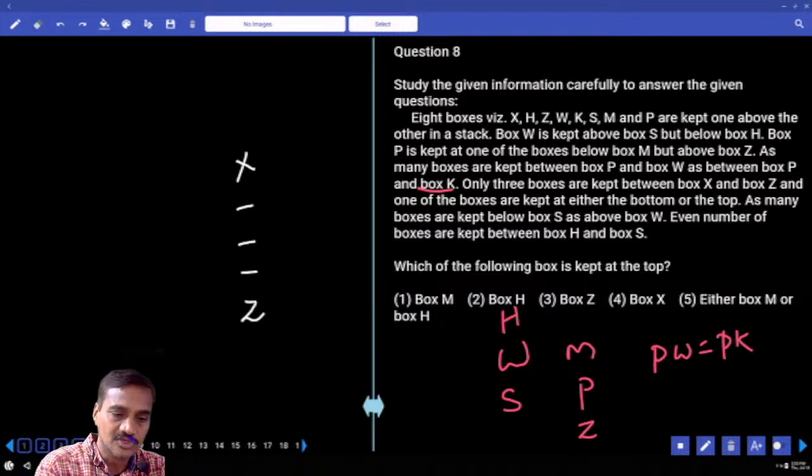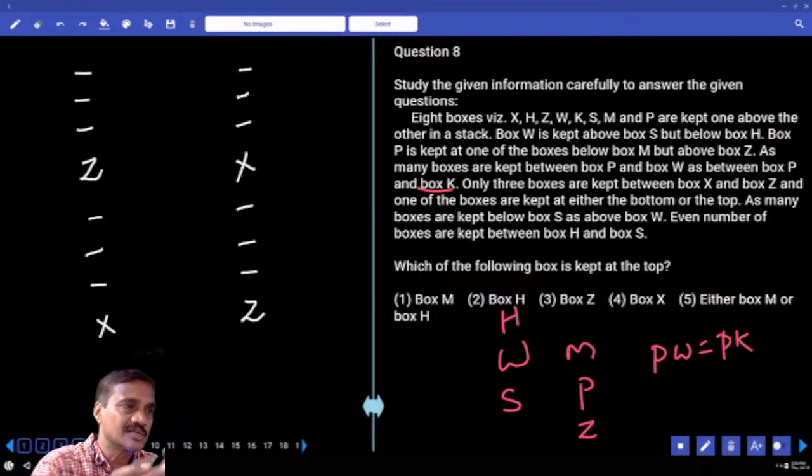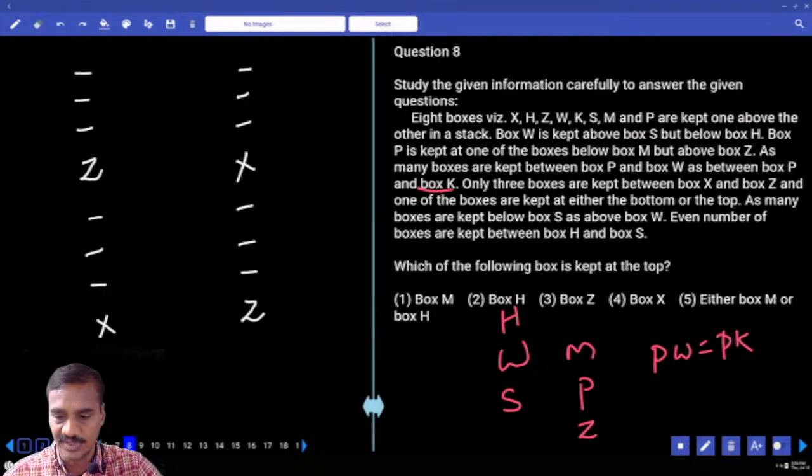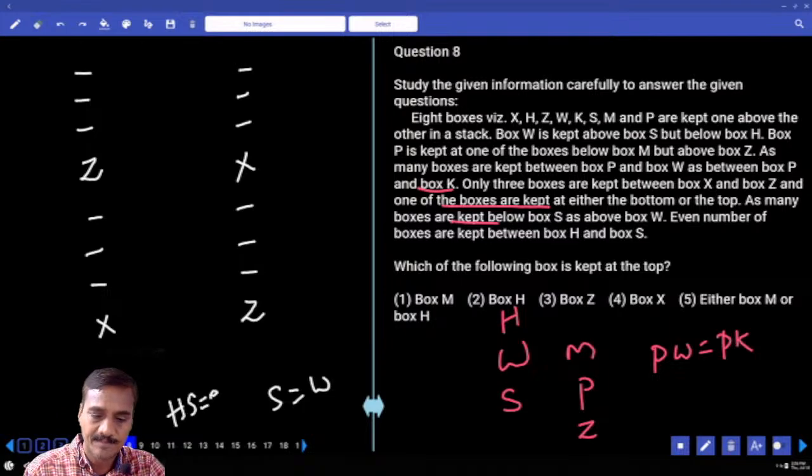3 boxes. If not, X will be here. How many should be here? 1, 2, 3, Z is here. Then altogether 8. 1, 2, 3, 4 and 5 are done. 6, 7, 8 must be before this. That is the order we have, right? X and Z. Then P and W, P and K, and as many boxes below S as above W. Now S and W we need to have an equal number of boxes. An even number of boxes between H and S. Now in between H and S, even.